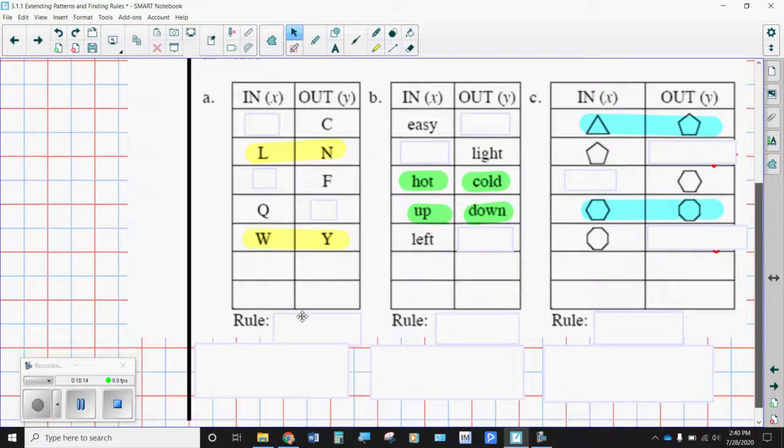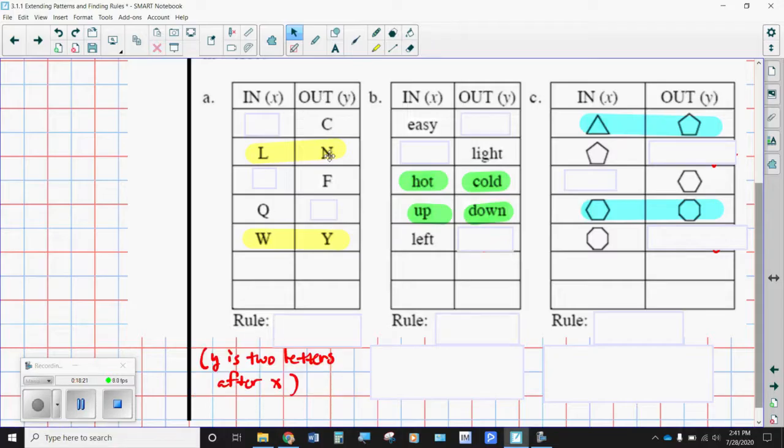All right, so what did you notice here? Did you notice, actually, let me write it down here, that Y is always 2 letters after X. So if we went through the alphabet, L, M, N, right? So you skipped over the M to get to the N. So this is 2 letters beyond. Same thing with W. We skip over the X to get to the Y.